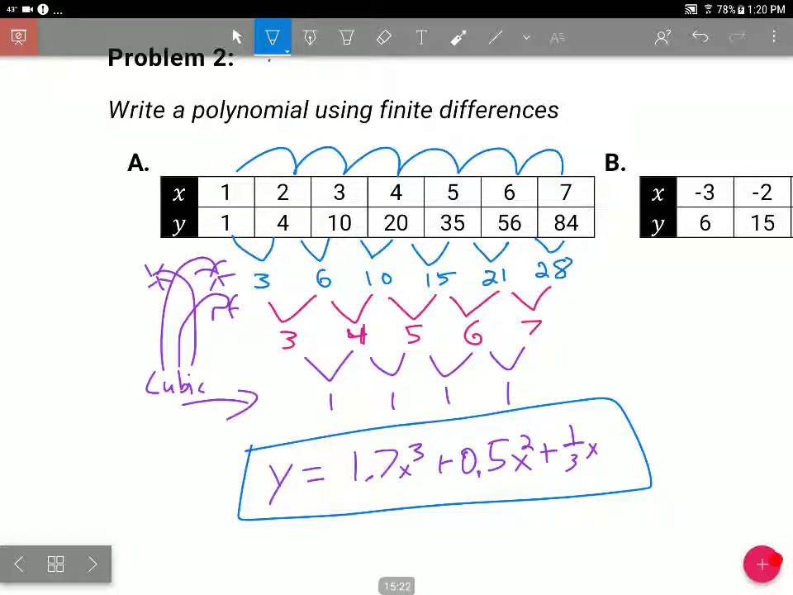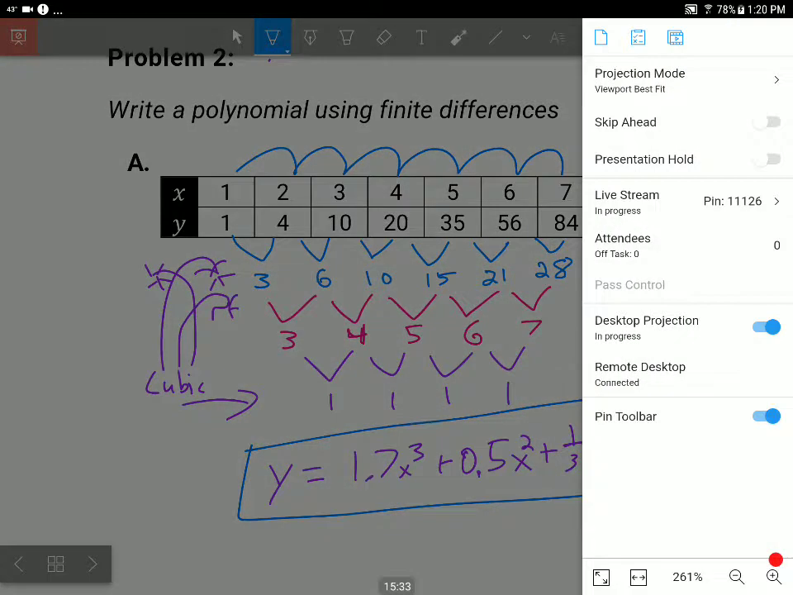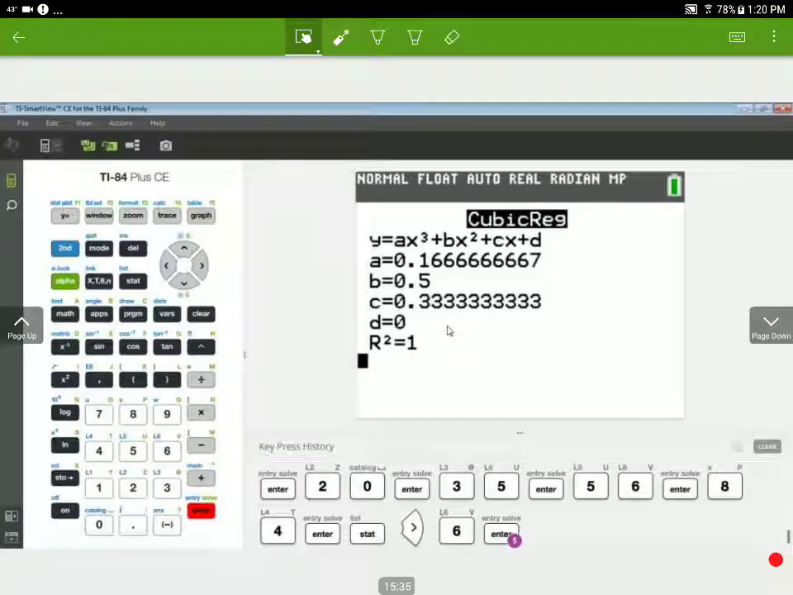Cool. I told you this was easier than the last one we did. It really is, but not by much. Where do you get the decimals and stuff? Right here.